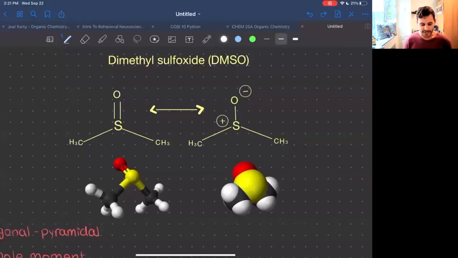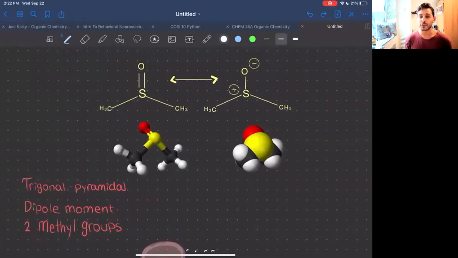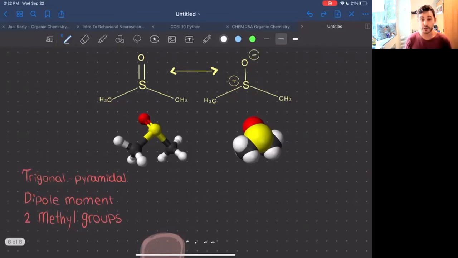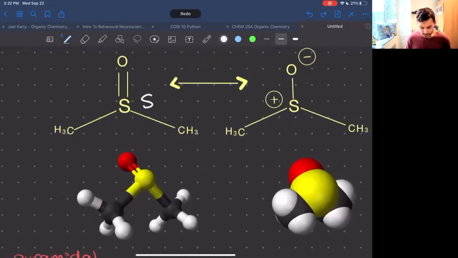Now, dimethyl sulfoxide has this resonance structure, which means that it has two possible structures, but in reality, the actual structure that we see is a hybrid of the two. The shape is trigonal pyramidal, which tells us that the molecule has a dipole moment, which makes it polar and therefore a good candidate to be the solvent. And the other thing that dimethyl sulfoxide has that water doesn't is that organic component to it, which is a 2-methyl group.